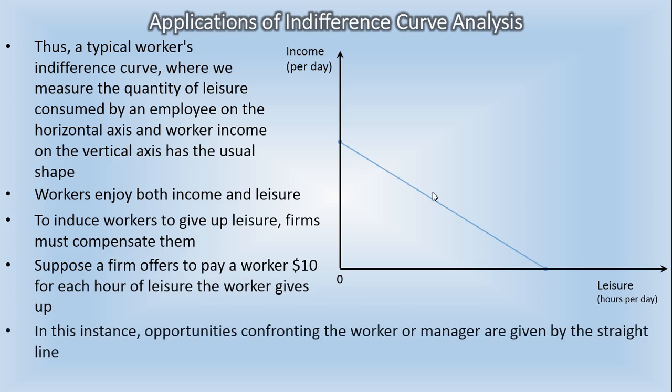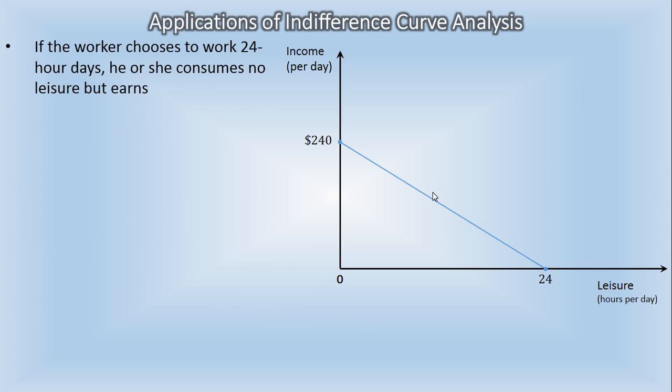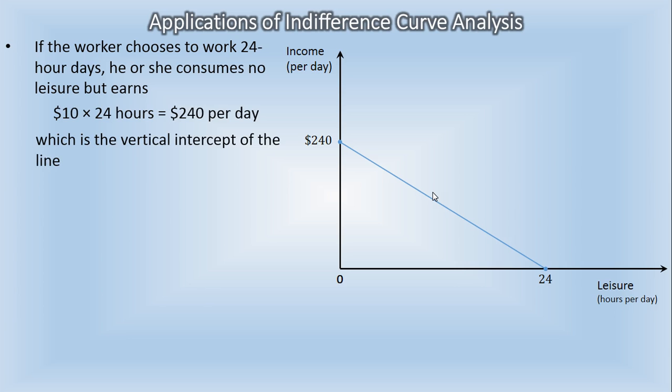So that's their wage. In this instance, the opportunities that confront the worker or manager are given by our budget line. If the worker chooses to work 24-hour days, he or she consumes no leisure but earns $240. So the consumer has 24 hours to spend essentially. And if she spends it all on working, then she will make $240. Or she could not work at all and have 24 hours of leisure. So again, $10 is her hourly wage, times 24 is $240 per day maximum she can earn, which is the vertical intercept of our budget line.